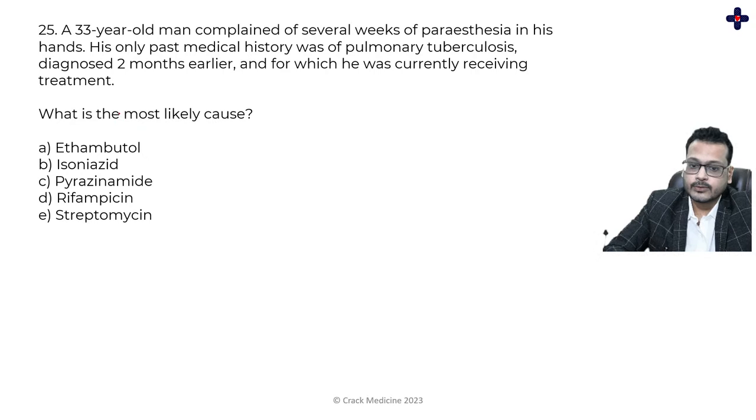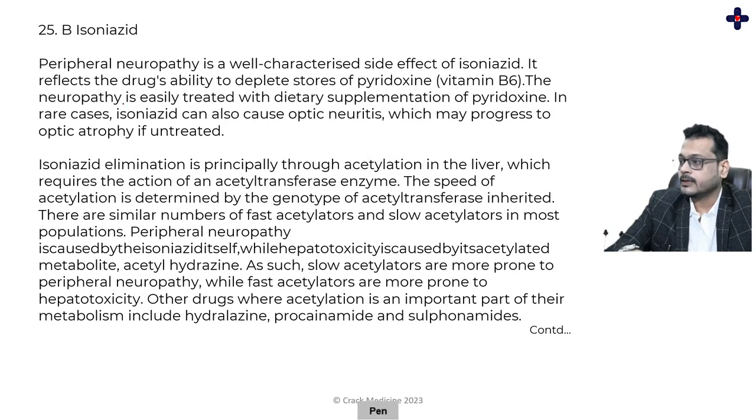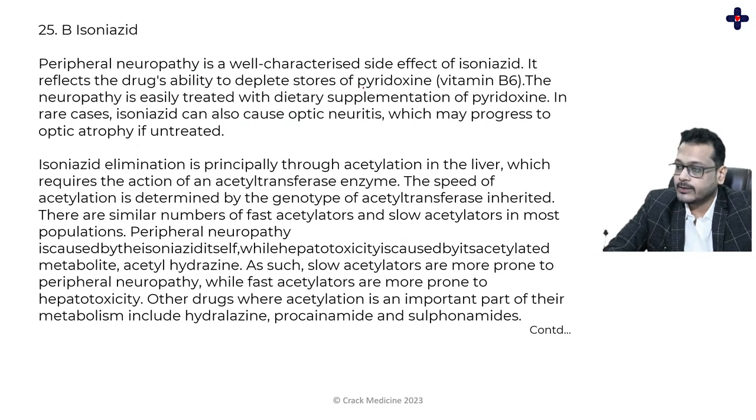So what is the most likely cause, guys, over here? Right, the correct answer is B, isoniazid. Now, peripheral neuropathy is the most important and the most well-recognized side effect of isoniazid. That is why we need to give supplementation of pyridoxine, that is vitamin B6, along with administration of isoniazid in cases of pulmonary tuberculosis or other TB as well. It can also cause optic neuritis, but mostly peripheral neuropathy is the most important complication over here.